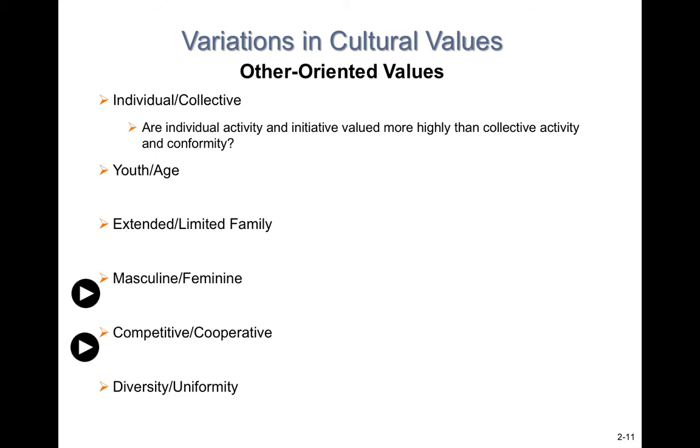The next of the other-oriented values is youth or age. Are younger or older people valued as leaders and role models? What role do they play in decisions that primarily affect the child? Like going out to eat, who has a say in that?